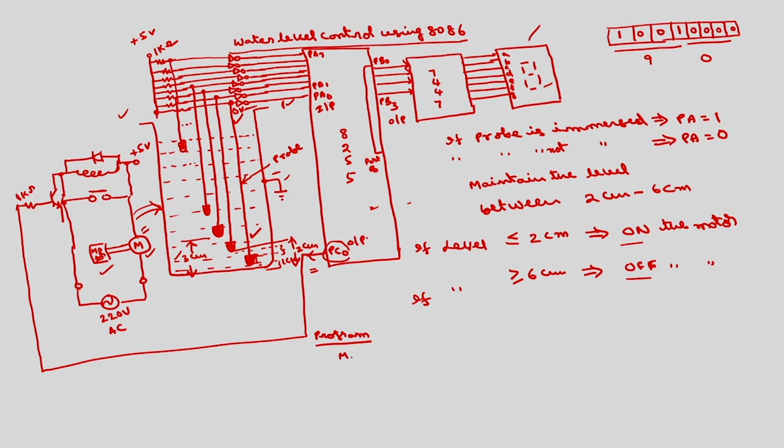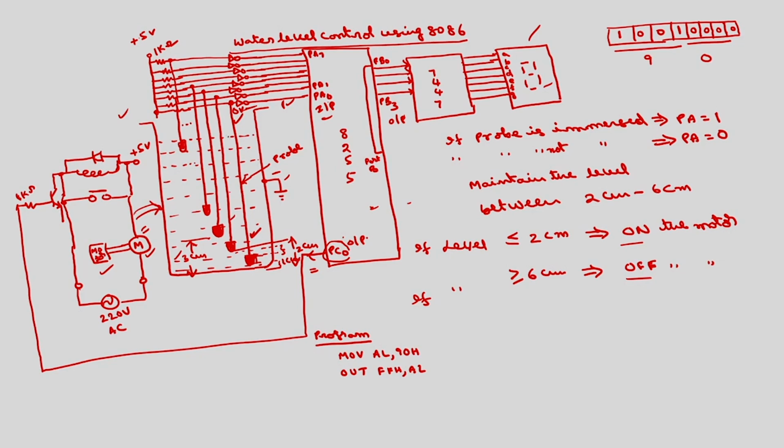The instructions are MOV AL, 90H, OUT FFH, AL. So with these 2 instructions, the 8255 will set port B and port C as output ports, port A as input port.